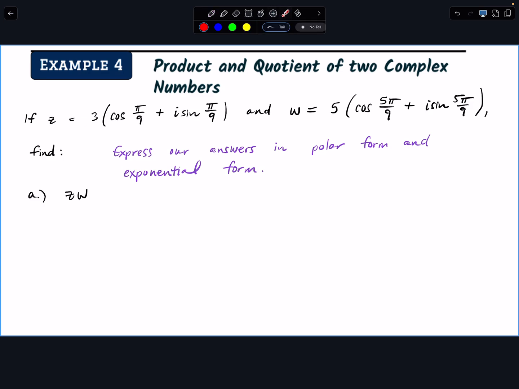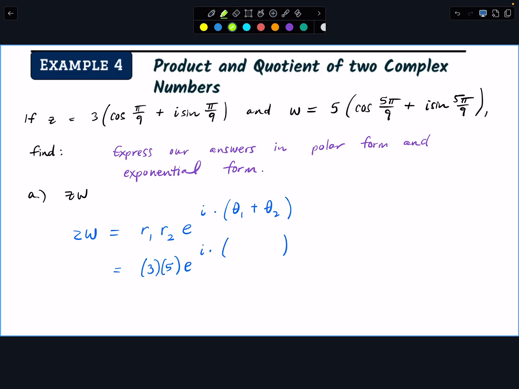So in order to do this, z times w, we had a formula. Whenever we're multiplying two complex numbers, the formula is going to be R1 R2 times e to the i times theta 1 plus theta 2. So R1 and R2 are just our radii, the number in the very front. Do you guys see how we have a 3 in the front and a 5 in the front here? So multiply those. What's 3 times 5? 15. So I'm going to write down 3 times 5 times e to the i times theta 1 plus theta 2.